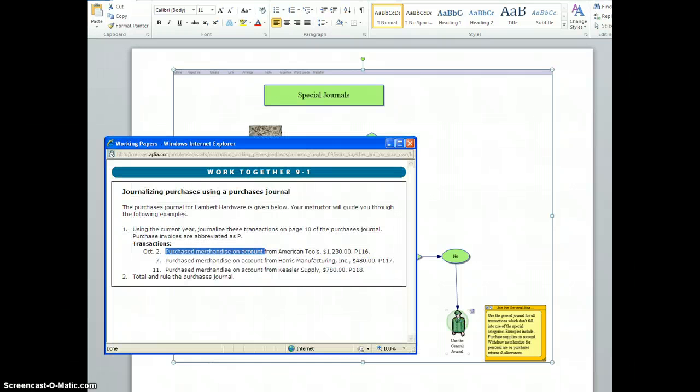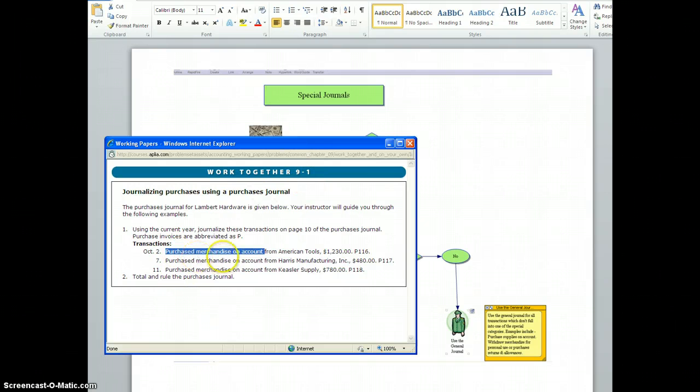So going back to our assignments in Aplia, in the work together problem, if we purchase merchandise on account, the clue words in there are purchase merchandise, okay? If it's purchase merchandise, know that you are purchasing merchandise on account. Whenever you see those words, make sure that you use your purchases journal.